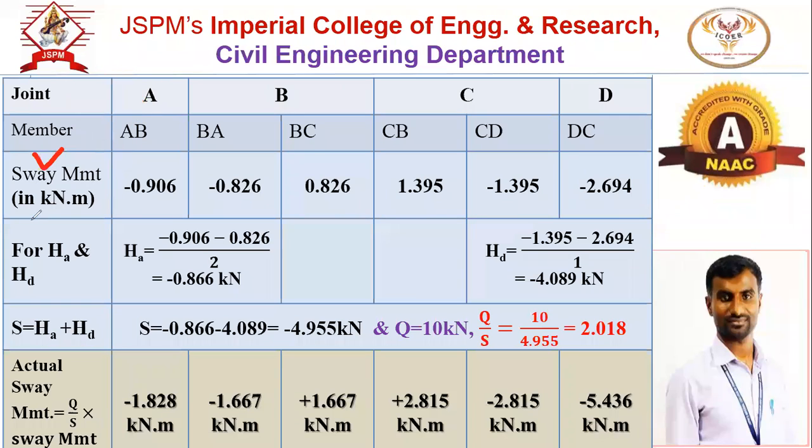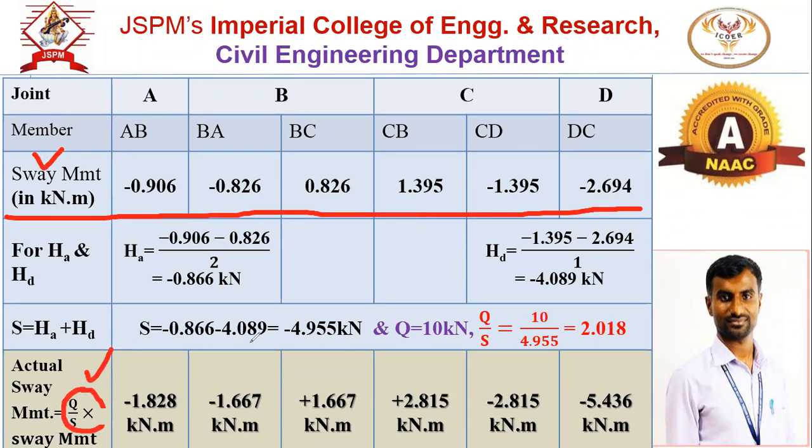Now once you get this sway moment, to find out the actual final moment we have to find the proportion, that is Q by S. Q is the load given in the numerical, 10 kilonewton. S is the sway force, and that is the summation of the horizontal reaction at A and the horizontal reaction at D. We have to do the summation of both.